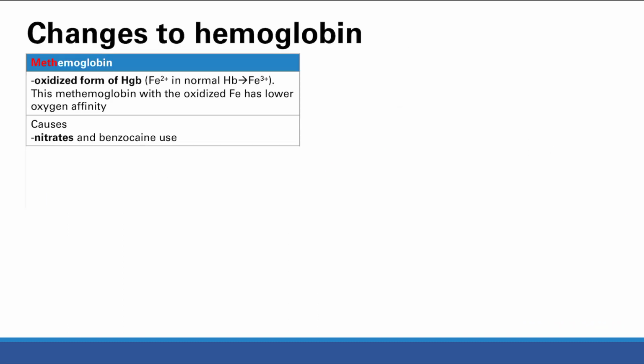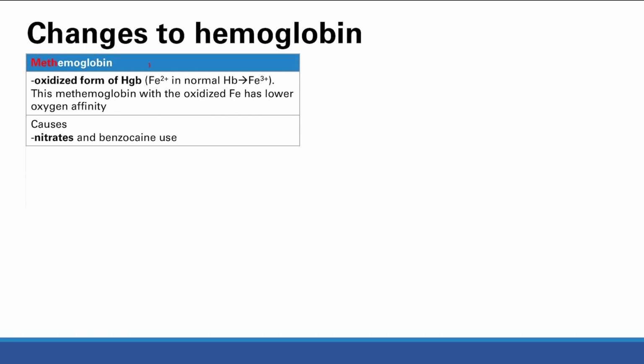Now, we can look at changes to hemoglobin. How can hemoglobin change? So, first of all, there's methemoglobin. This is an oxidized form of hemoglobin where the protein has an iron, and it's normally Fe2+, but if it's oxidized, it's going to be Fe3+. Oxidizing is losing electrons, so you increase your charge, so you're Fe3+. Now this methemoglobin with the oxidized iron has lower oxygen affinity. Okay, lower oxygen affinity does not bind to oxygen as well.